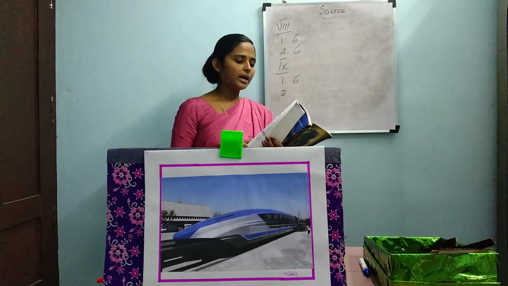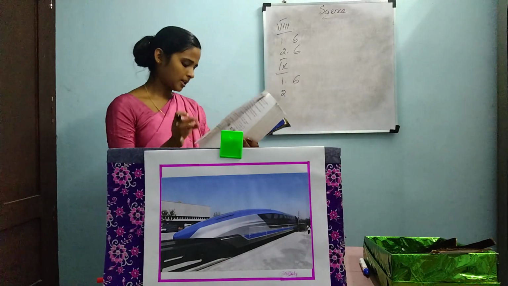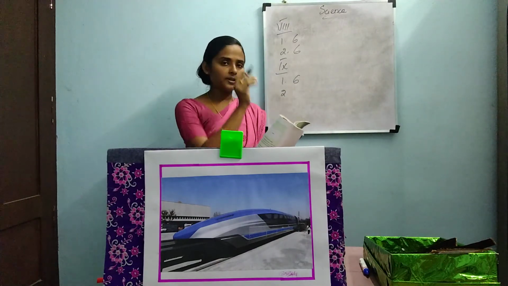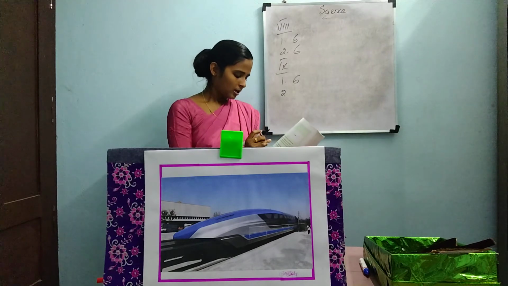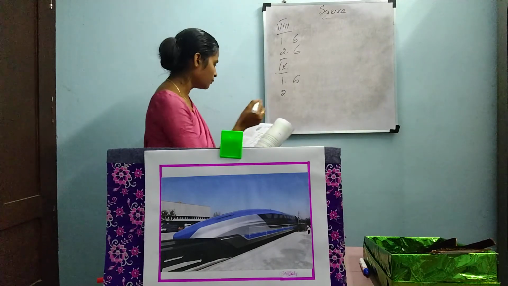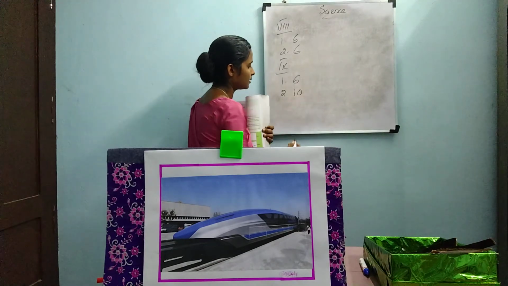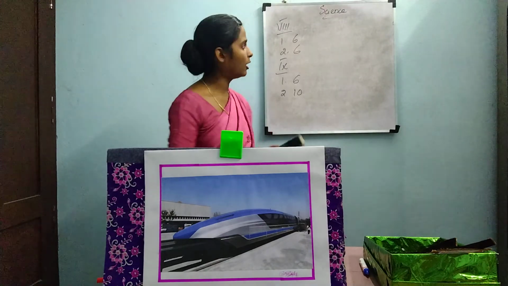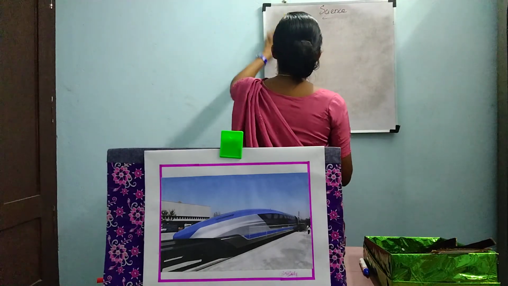How does the electromagnetic train work? Page number 10. From electromagnet, from the first line to the second para. First and second para fully. Okay. That is the answer for the working of electromagnetic train.